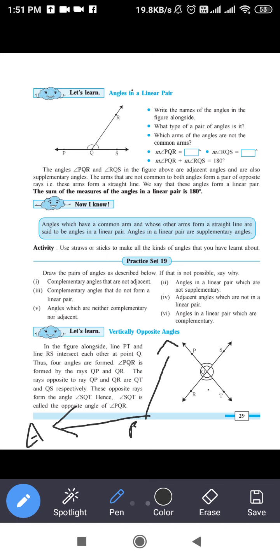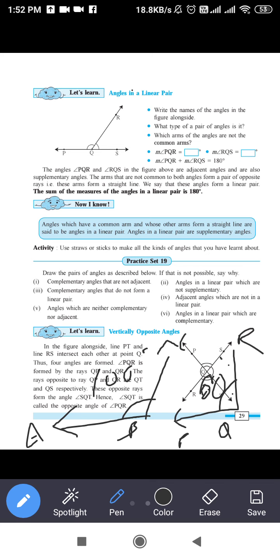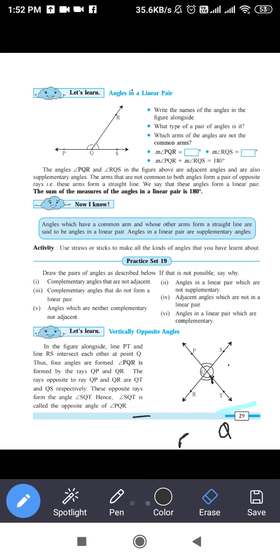So suppose angle ABC of measurement, sorry, of measurement obtuse, so 100 degrees, and next angle of 60 degrees. Okay, PQR. So now you can see here they are not adjacent because they are not having the common arm and they are not complementary because their sum is 160, and the complementary sum is 90 degrees, right?